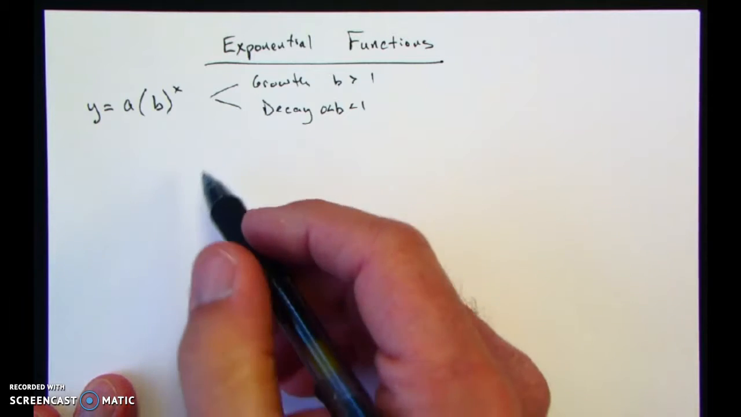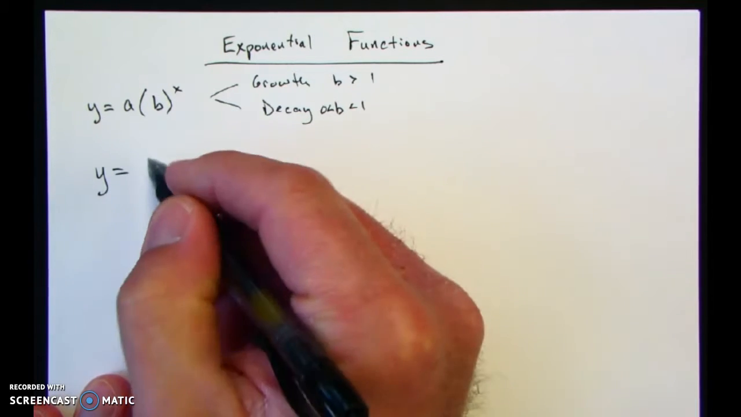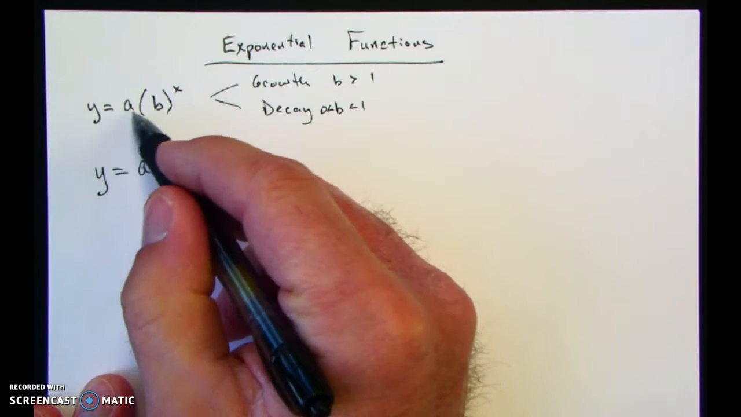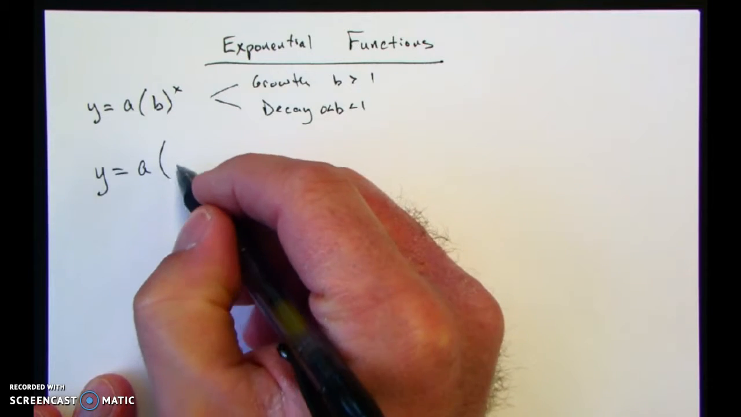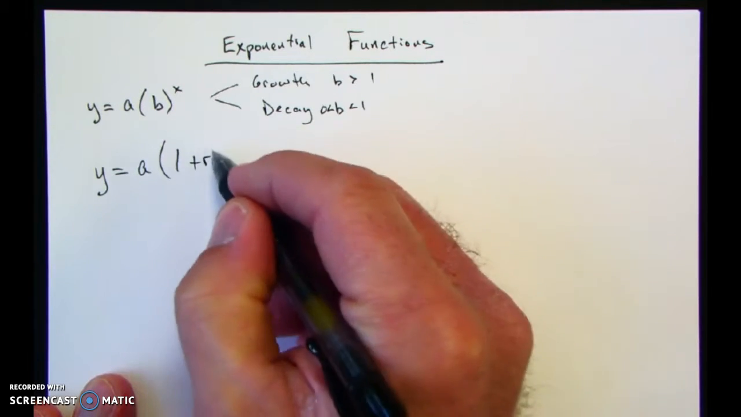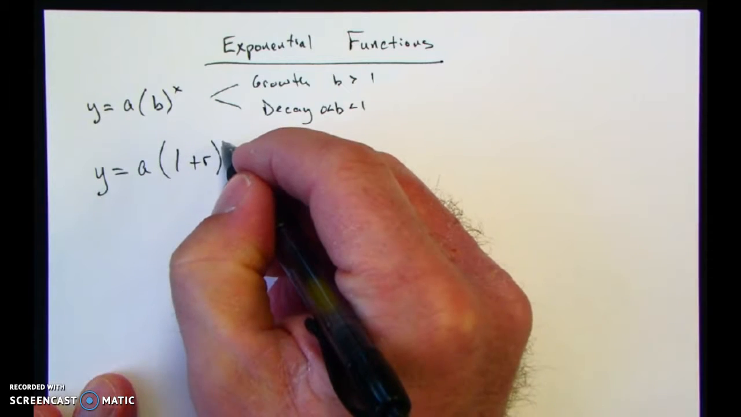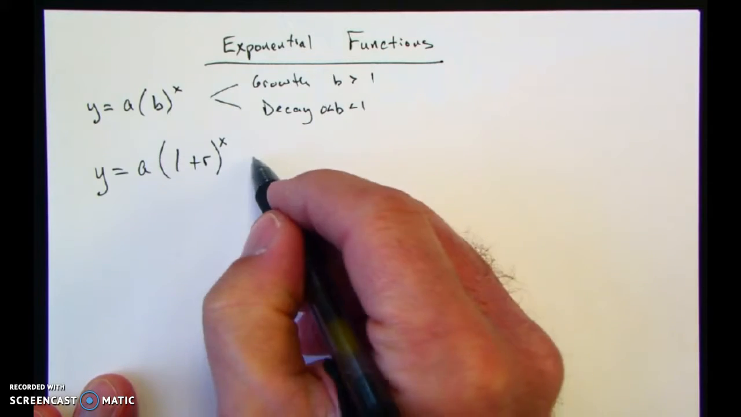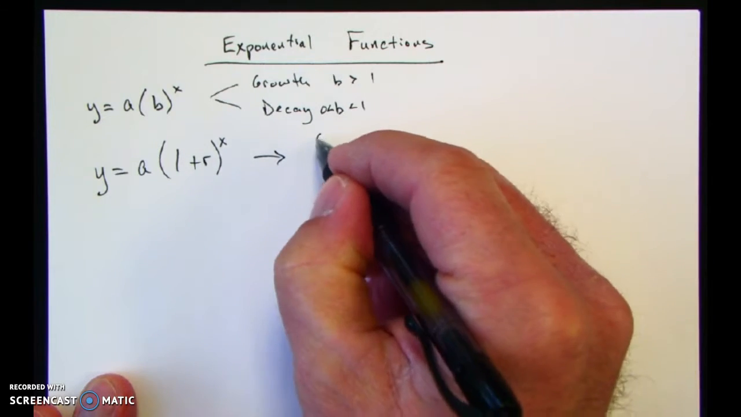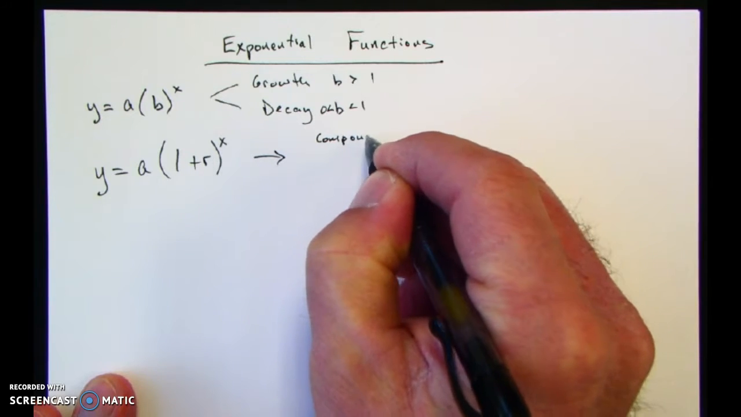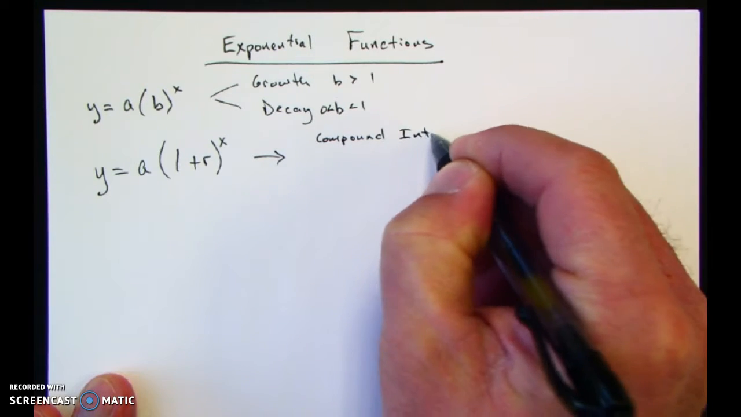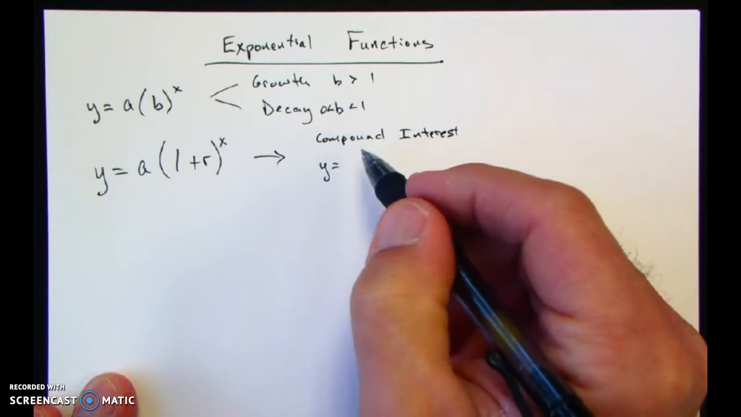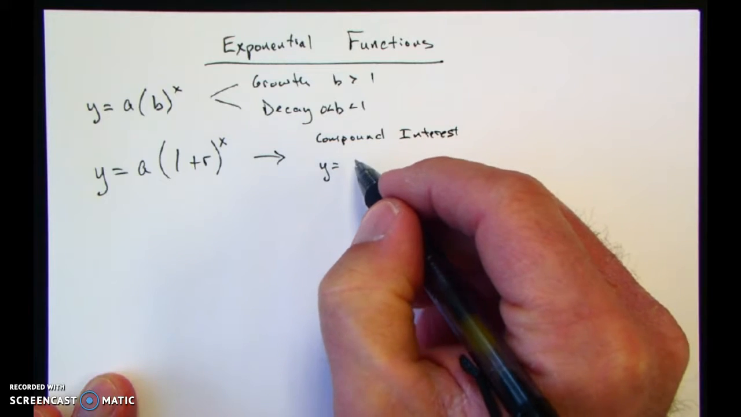Now we might also see something in the form y equals that same a value. That's typically your starting point on these, and we might have something of 1 plus r. R would maybe be like your rate or your percentage of increase or decrease raised to the x. This would be similar to a formula that we would also find for compound interest. If we're looking at a compound interest formula, something that could be compounded, say monthly or weekly or whatever it might be.